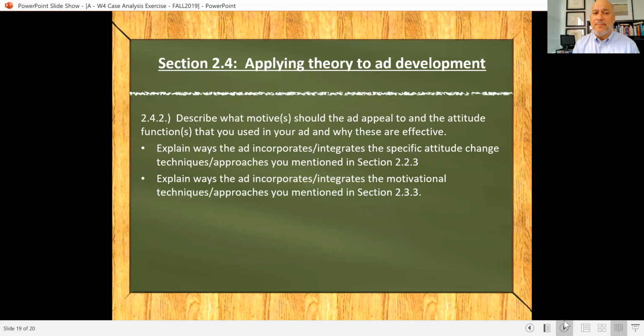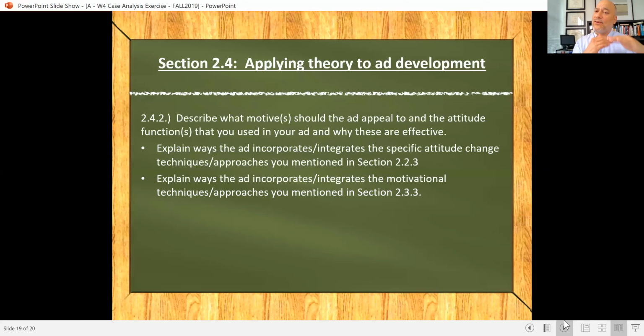And for this section, what you will write is a description of the motives you used to appeal and the attitude functions that you used in your ad and why these are effective. So here, explain the ways that your ad incorporated and integrated these specific attitude change techniques, and explain the ways you incorporated and integrated the motivational techniques and approaches that you mentioned previously.